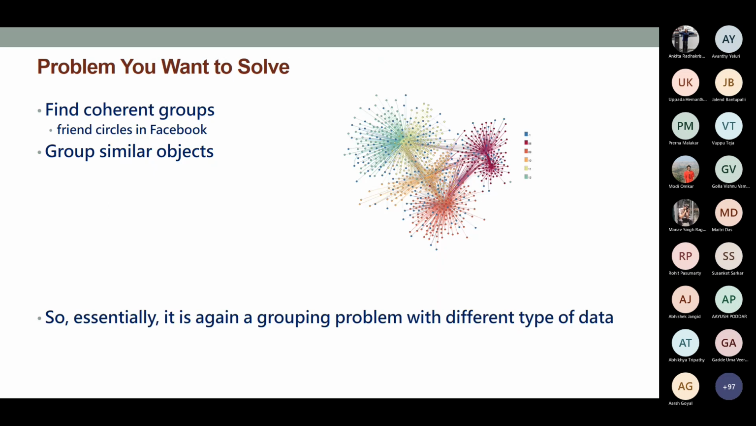Now, all we want to do is find the coherent groups, for example, friend circles in Facebook. So the essential objective is to figure out similar objects and simply group them together. Again, it's a grouping problem. That's why it is called clustering and unsupervised learning. We don't want to use any kind of supervision, but using the similarity or the links between them, you can figure out the possible groups.